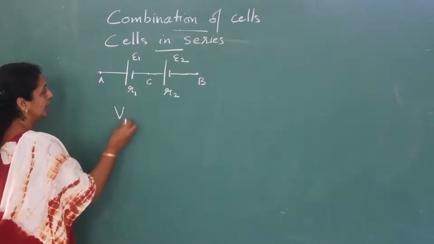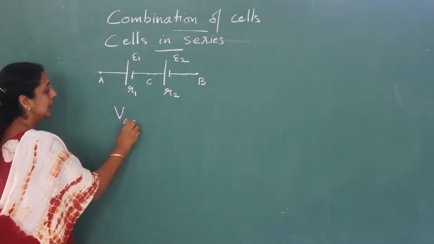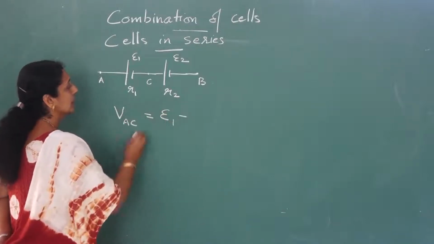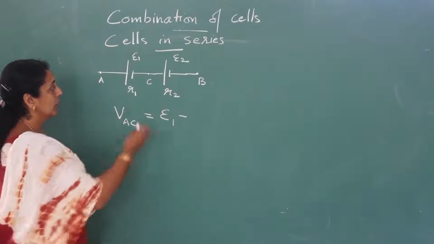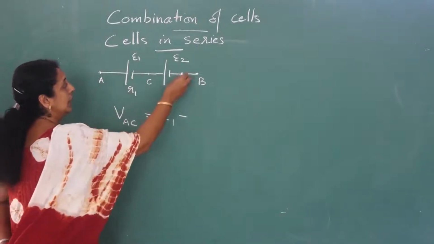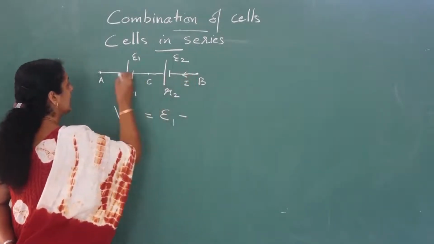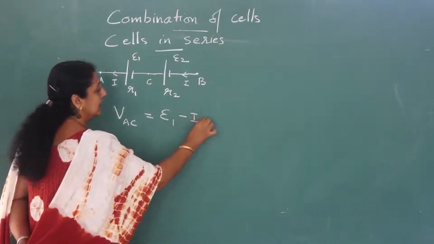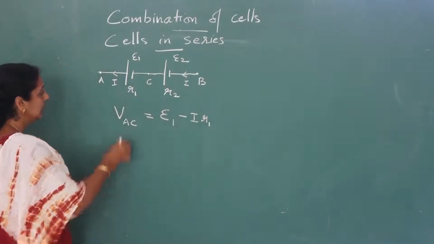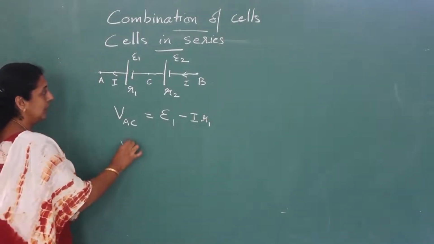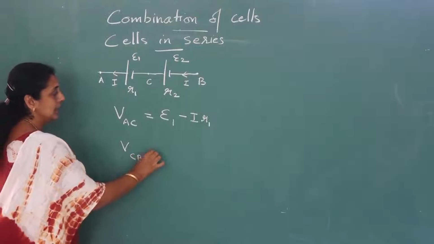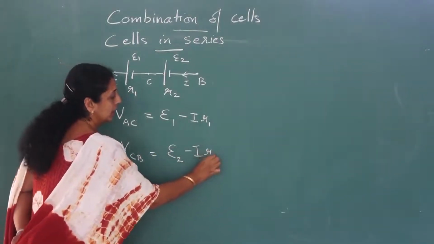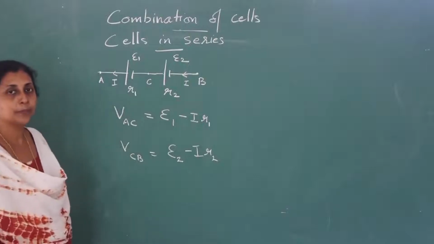The potential drop across the first cell, VAC, is equal to E1 minus, I didn't mention the current, if it is connected in a circuit, let's say a current of I is flowing through the circuit. So E1 minus I R1. The potential drop across the second cell, VCB, is equal to E2 minus I R2. I hope it is understood.